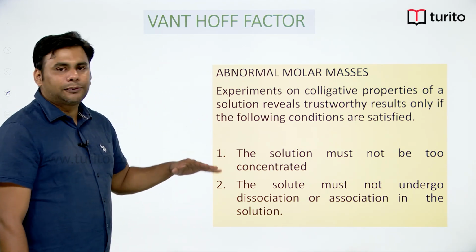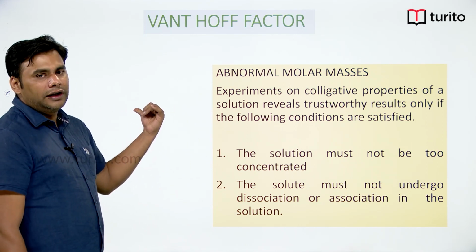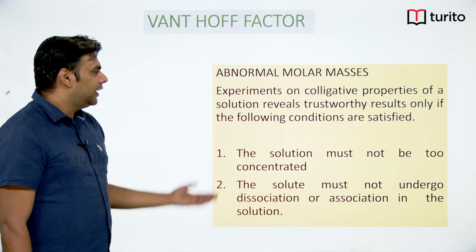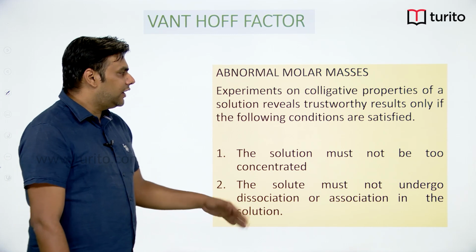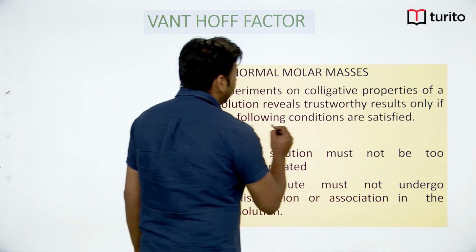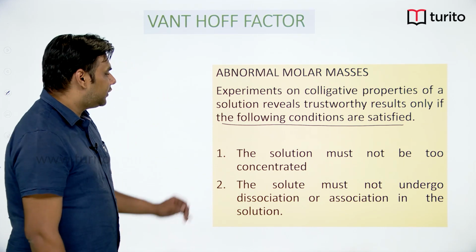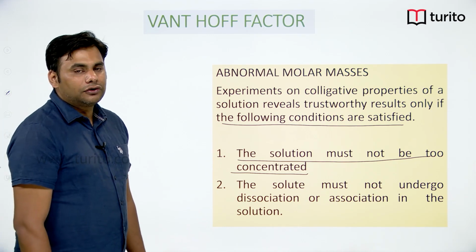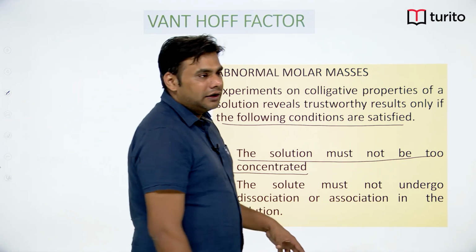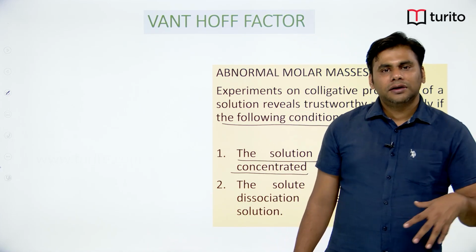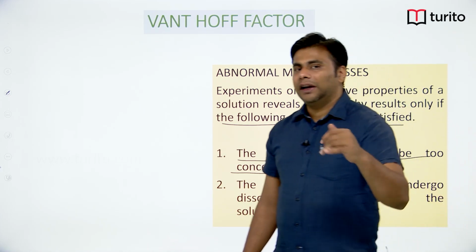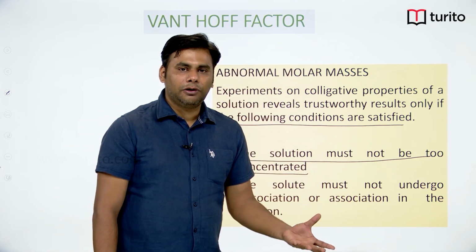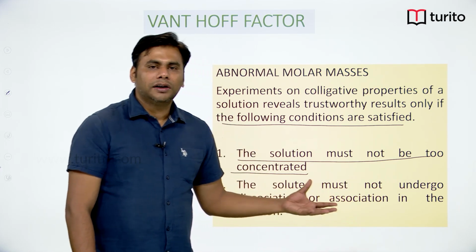Now these experiments, which I have already told you, are experiments to find out the molar mass of an unknown compound. Experiments on colligative property of a solution reveal trustworthy results only if the following conditions are satisfied. The first is the solution must not be too concentrated. If the solution is too concentrated, the number of solute particles in the solution would increase, so there can be an interaction between the solute molecules also. That would entirely change the concept, because right now we are assuming the solution to be ideal.